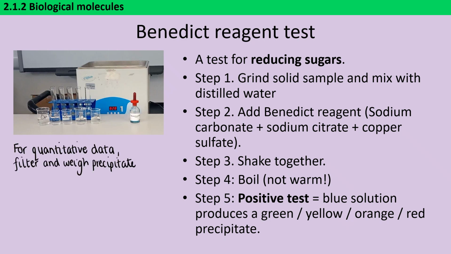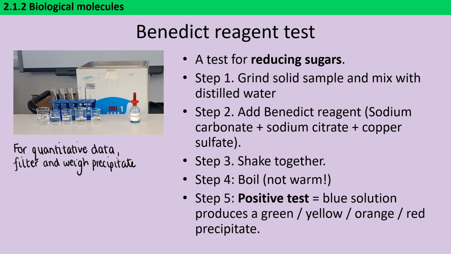I've made a separate video about this because colorimetry is a little bit complicated, but it's also worth you being aware that the Benedict's test is the one that you can have quantitative data for. So one option is that you could filter your solution and weigh the precipitate that you achieve from that, although that obviously means that you need to make sure that there isn't any solid matter left in your solution to start with, because otherwise you would end up weighing that as well.